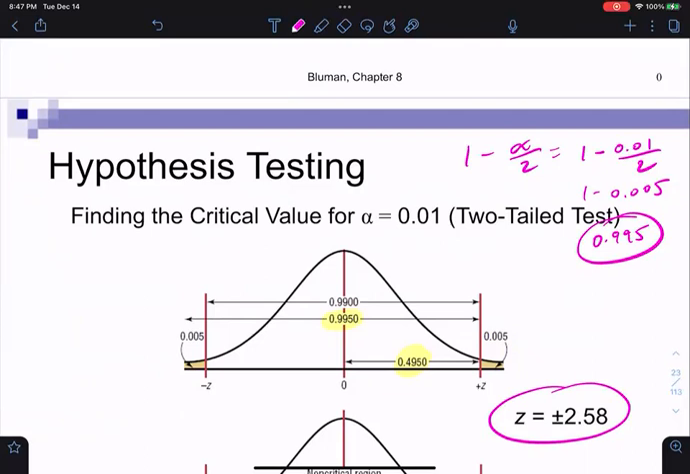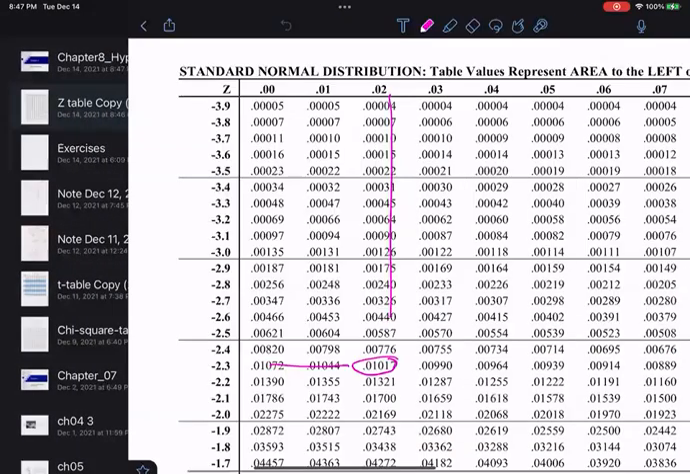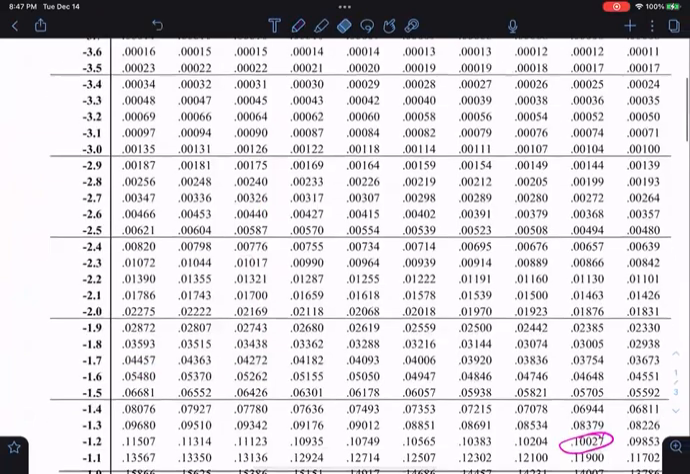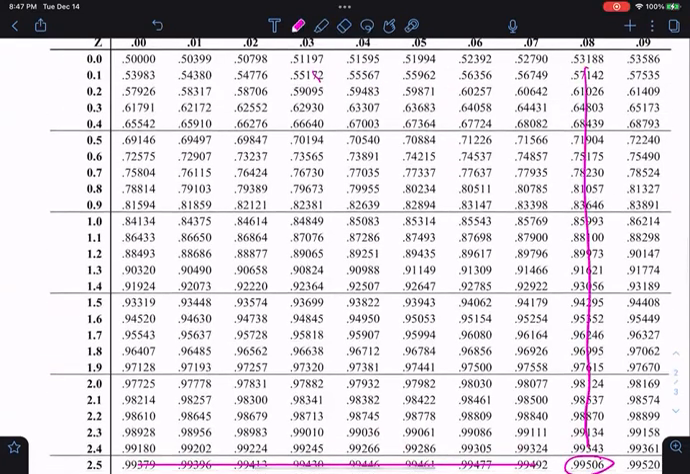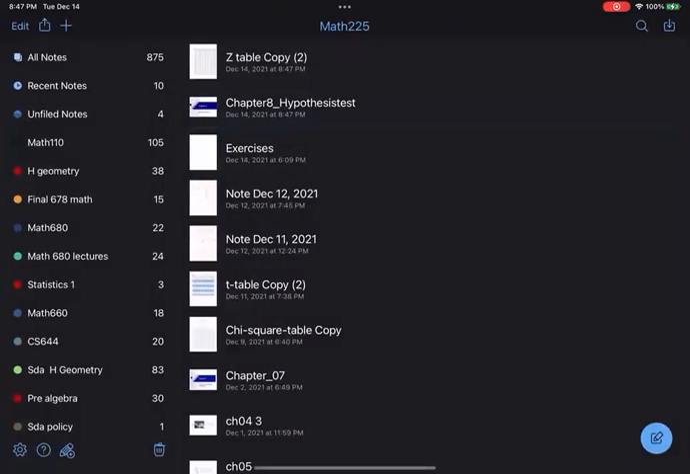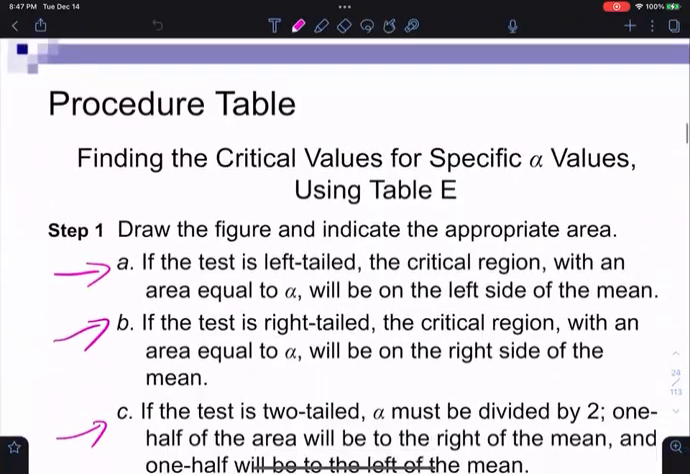If you want to look at the table because you forgot or never remember those values, you go here and look for 0.995. So let's see what is 0.995. It is here. It's about 2.5, and I think it's 8 here. So you can see clearly that it's 2.58. If you don't know, this is 2.5 and this guy is 0.08. You add it up and you get 2.58. That makes sense, hopefully. Okay, so that's how you find that stuff.